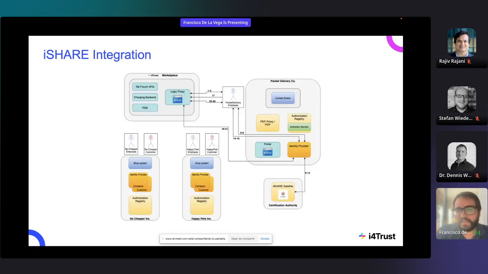Well, this is more or less the scenario. I'm not going to go very deep on this because this scenario is going to be presented later in the demo, and also Rajiv has gone over how all this stuff is working. But here you can see the thing. We have the marketplace, we have different organizations, different participants in the data space, and all of them can use the marketplace and log in the marketplace using their own identity provider and their own identities.